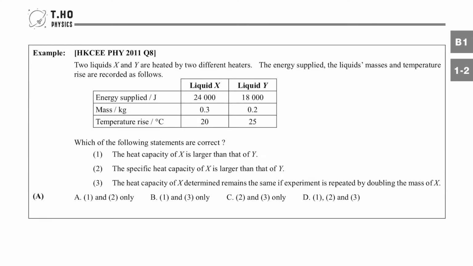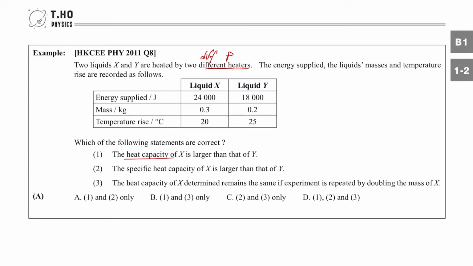CE Physics 2011, question 8. So we have two liquids, X and Y, heated by two different heaters, so the powers are different. The energy supply, the liquid's mass and temperature rises are recorded in the table. We have to decide whether the following statements are correct.